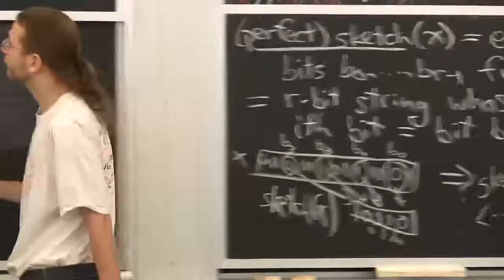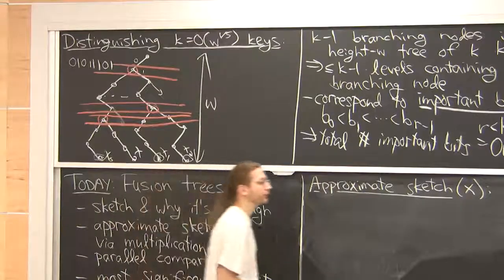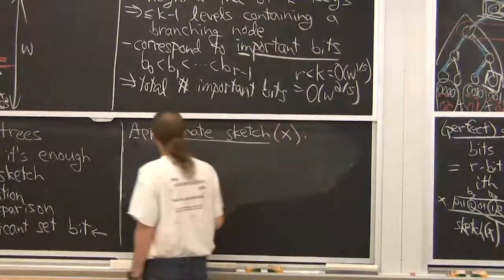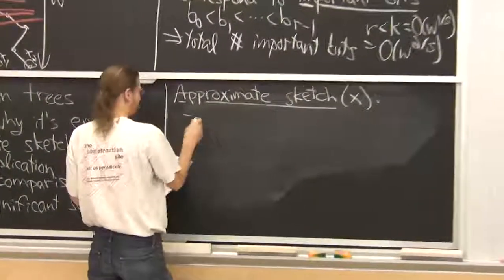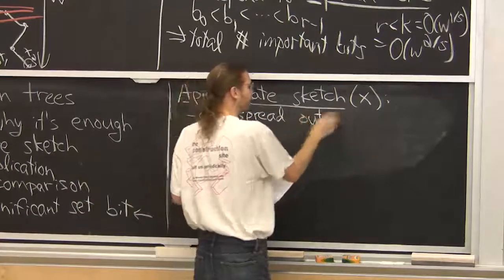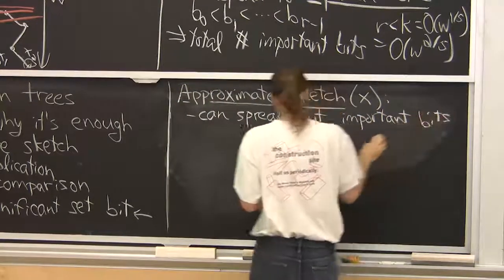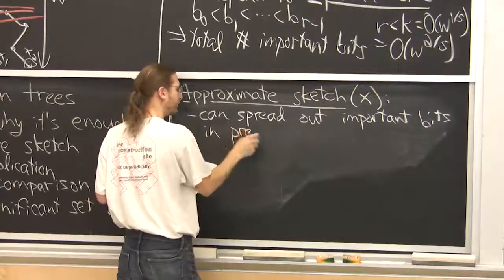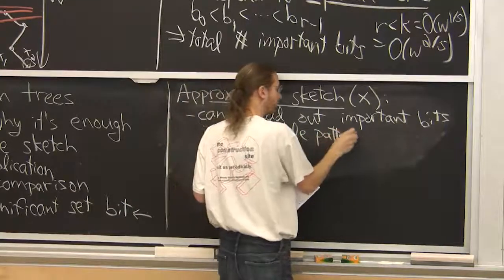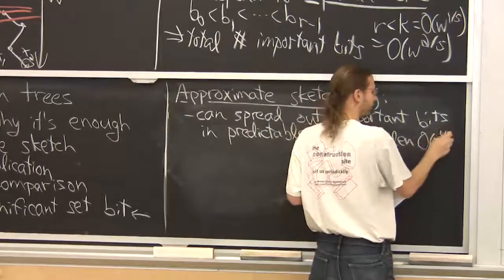And this is where I'm going to use the slop I have, because right now I have w to the 1/5 keys. If I did perfect sketch, the total number of bits would only be w to the 2/5, but I can go up to w. So what I'm going to do is basically spread out the important bits in a predictable pattern of length w to the 4/5.